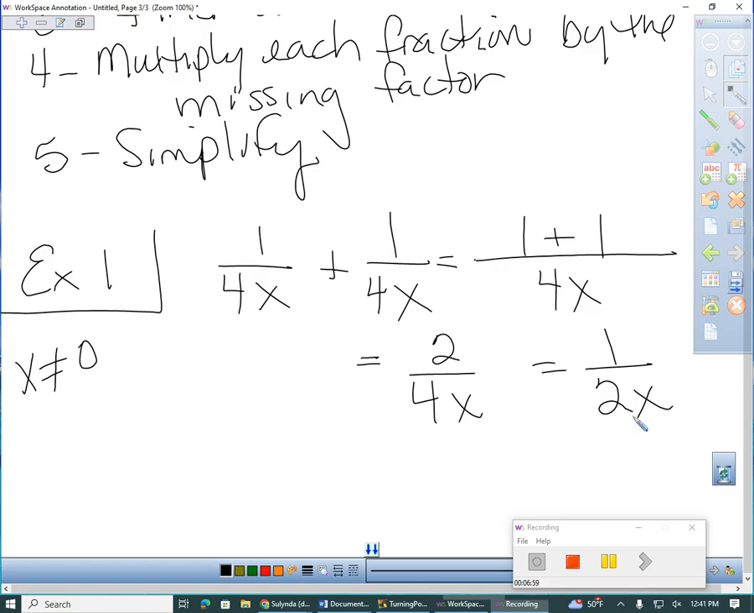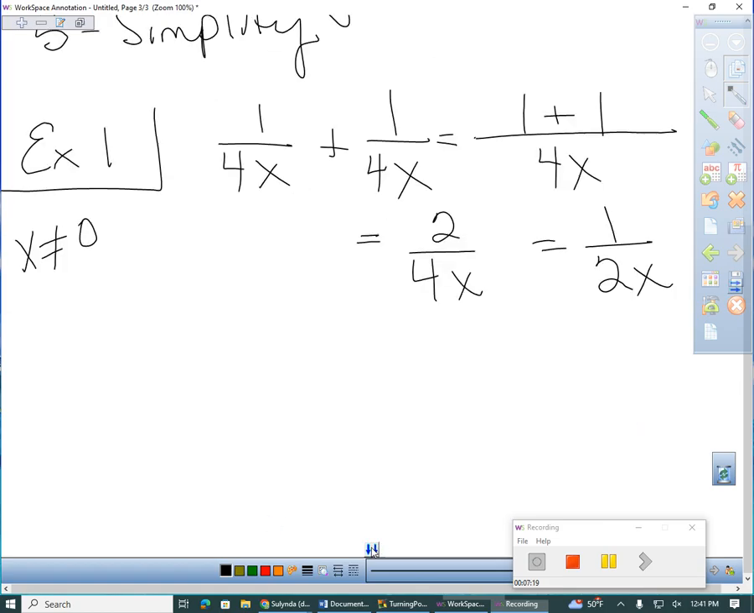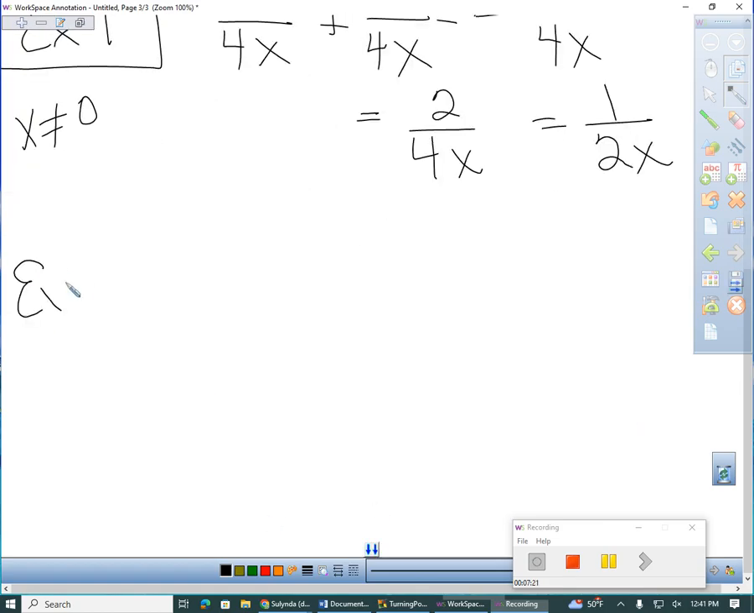All right, so can we get a little bit tougher? Yeah, I think so. Well, it's all from the same section, so it's all in the same section. Example number 2.